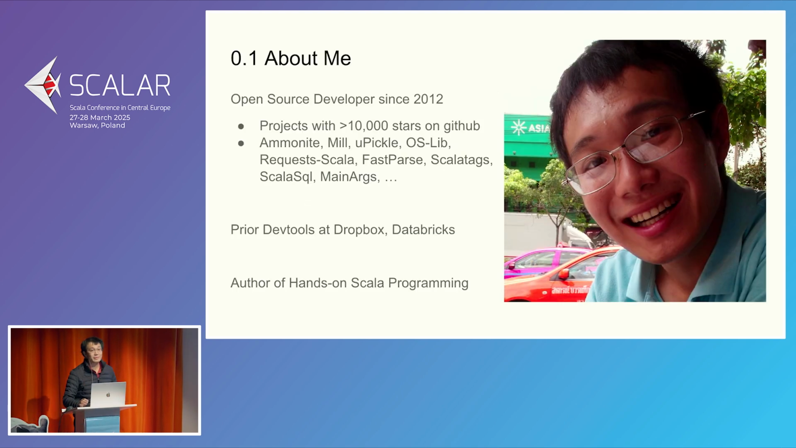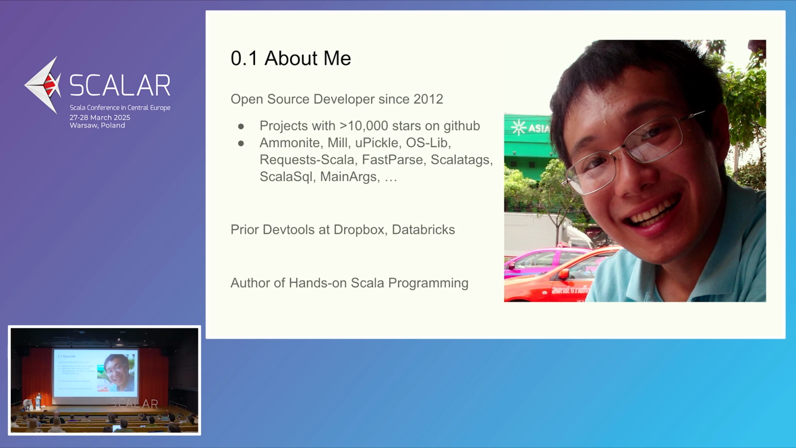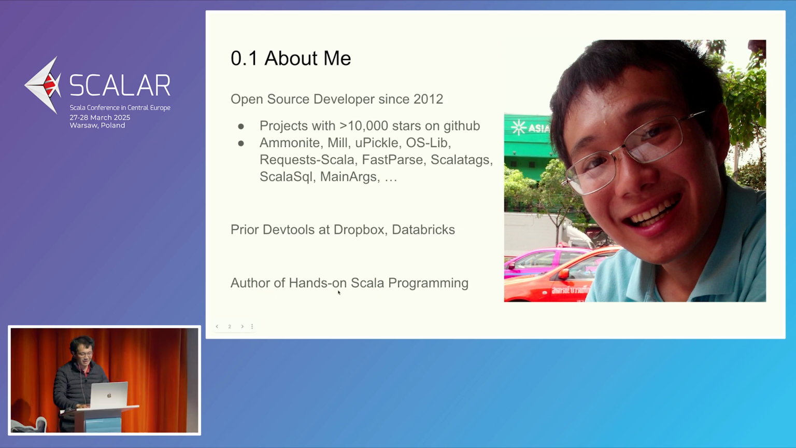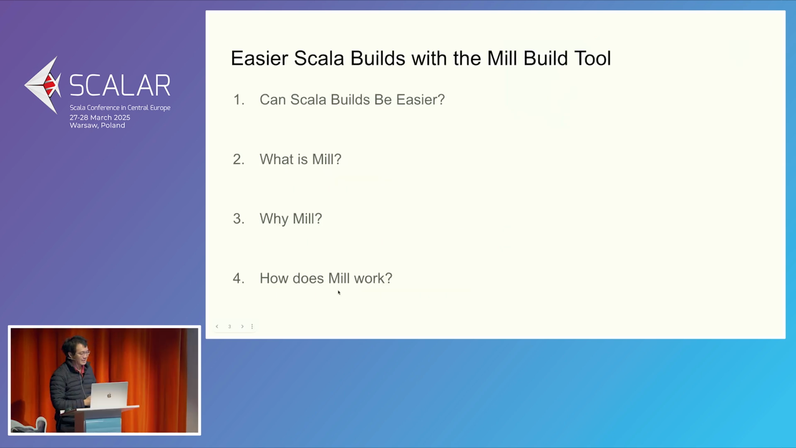For those who don't know me, I've been working on open source projects in the Scala community for almost 13 years now. Things like Ammonite, Mill, uPickle, FastParse, Scalatags. Who's used any of these libraries from the Haoyi ecosystem? So many of you have used bits and pieces. I've done professional work at Dropbox and Databricks, not currently working there, and I'm the author of the book Hands-on Scala Programming.